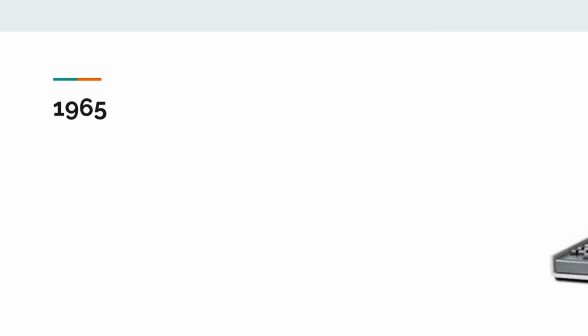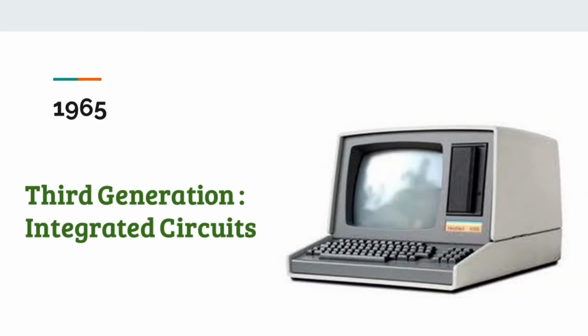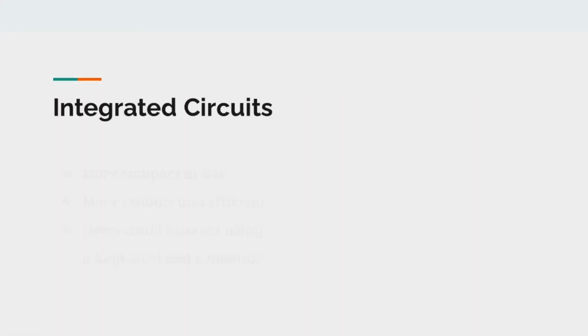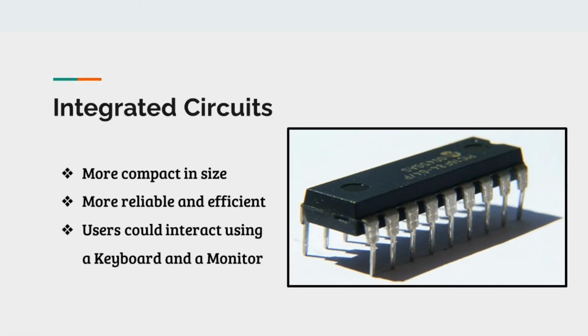In 1965, the third generation of computers began with integrated circuits built into them. This made these computers drastically more compact in size as well as more reliable and efficient. For the first time, users could interact with the computer using a keyboard and a monitor. Well, this was just amazing progress.